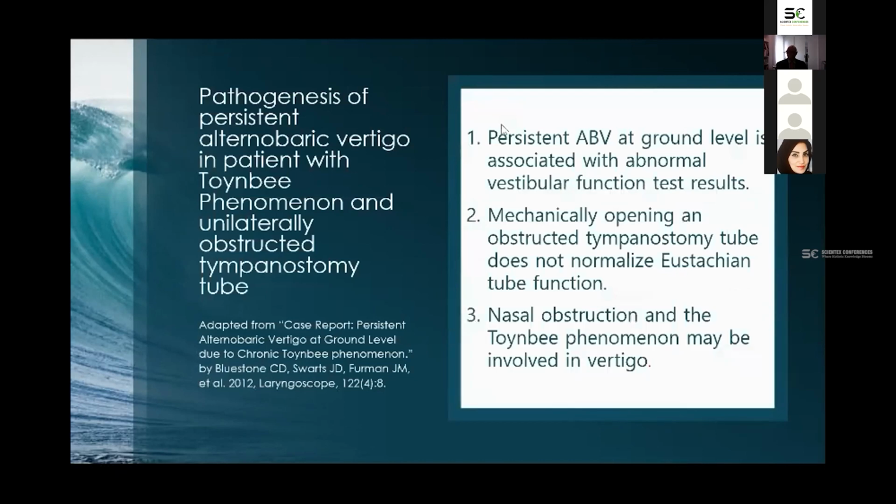This case study has three key takeaways. One, persistent ABV at ground level is associated with abnormal vestibular function test results. Two, mechanically opening an obstructed tympanostomy tube does not normalize Eustachian tube function. And three, nasal obstruction and the Toynbee phenomenon may be involved in vertigo.